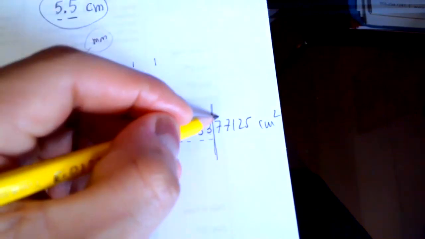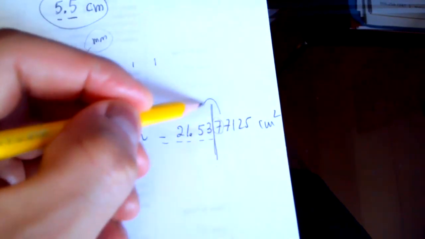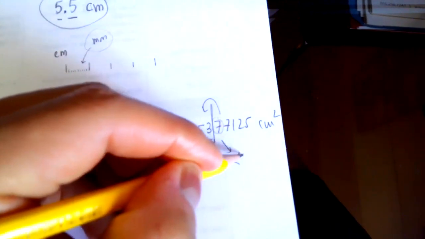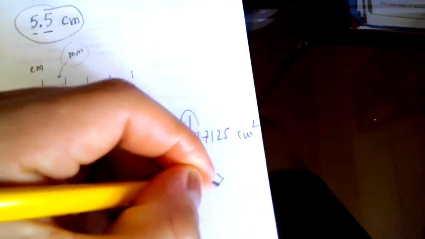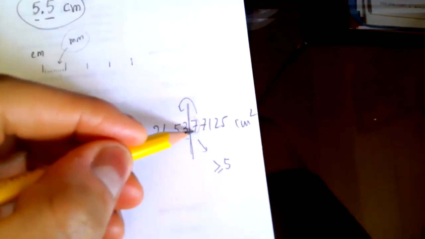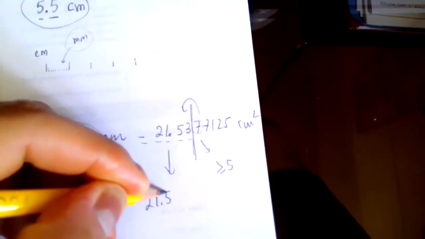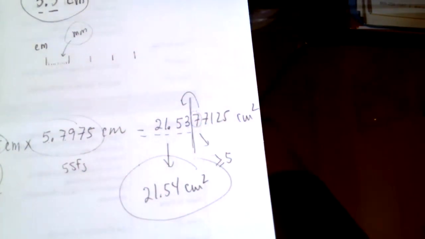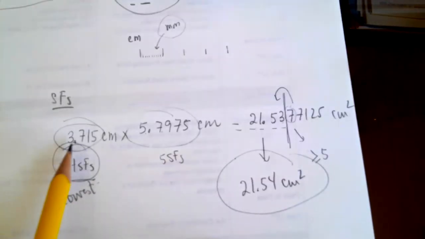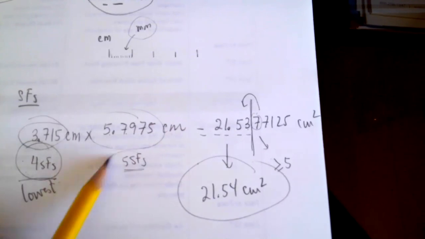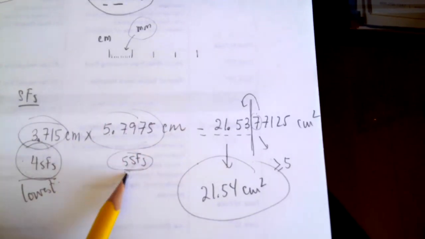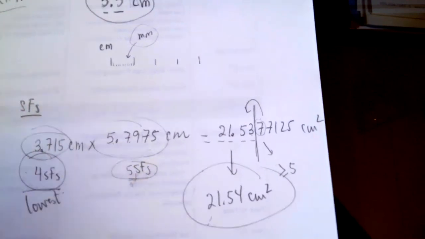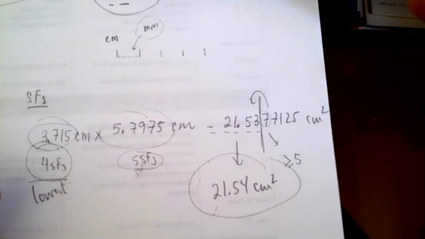So after that, you have to make sure. If I'm dropping, should I round it? Yes, because this digit is greater than or equal to 5. 7 is greater than or equal to 5. So then I round it, 21.54 square centimeters. So that would be my result, 21.54, with the right number of significant figures. 4 sig figs. What happened with the 5th sig fig? You lose it? Yes, you lose that sig fig. But your result has to always report the lowest number of sig figs that are in the measurements.